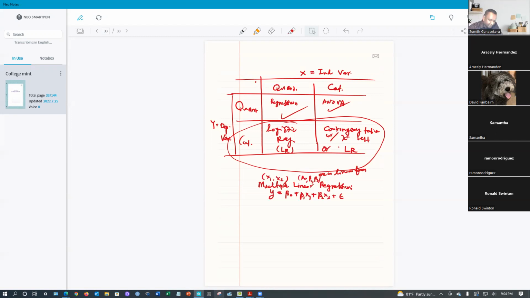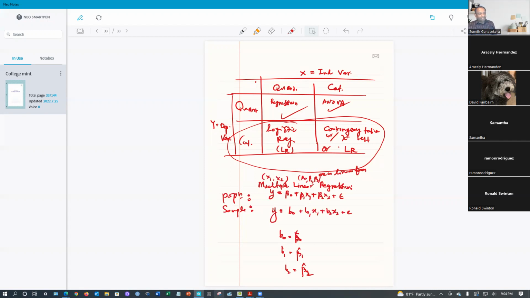Okay, multiple regression. See, this is a population version. The sample version, if you're going to write it, you write y equals b naught plus b1 x1 plus b2 x2 plus e. That means b naught is nothing but an estimate of this guy. b1 is an estimate of this guy. b2 is an estimate of beta 2.